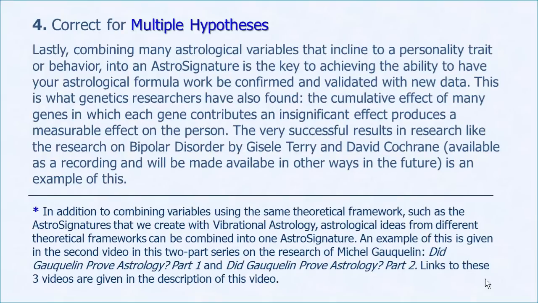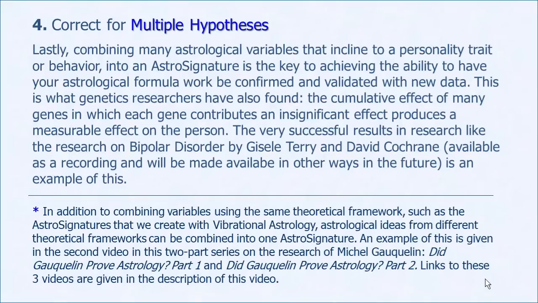Typically, you're doing it based on your approach to astrology. Maybe you use medieval astrology ideas, or Vedic astrology ideas, or Hellenistic, or I use vibrational. You're using the ideas that you think work, and you're building your AstroSignature based on your expertise. Now, let me mention this possibility.